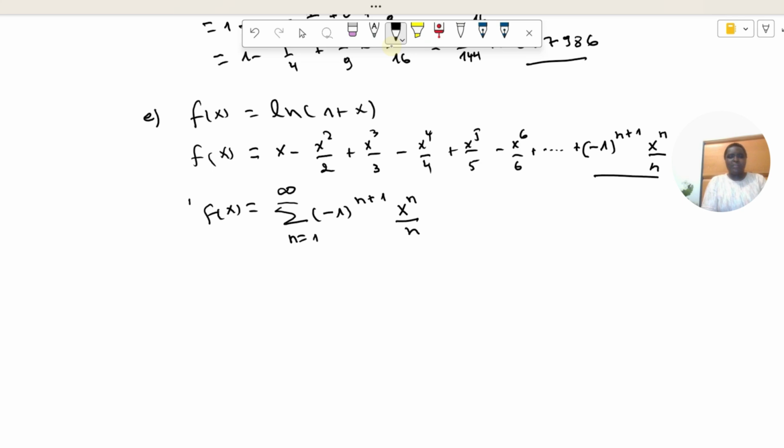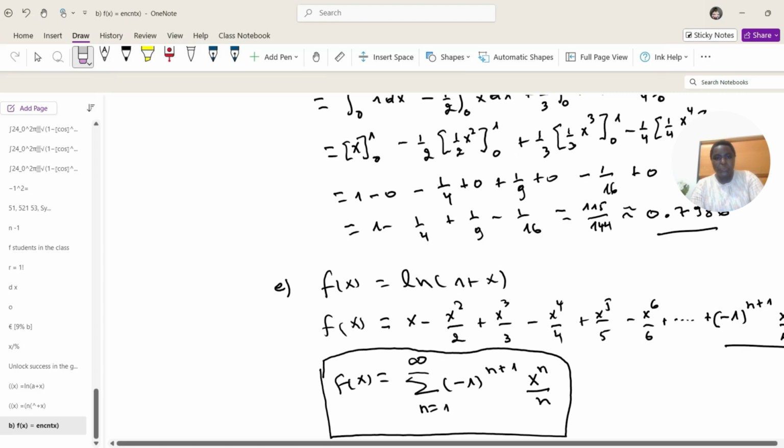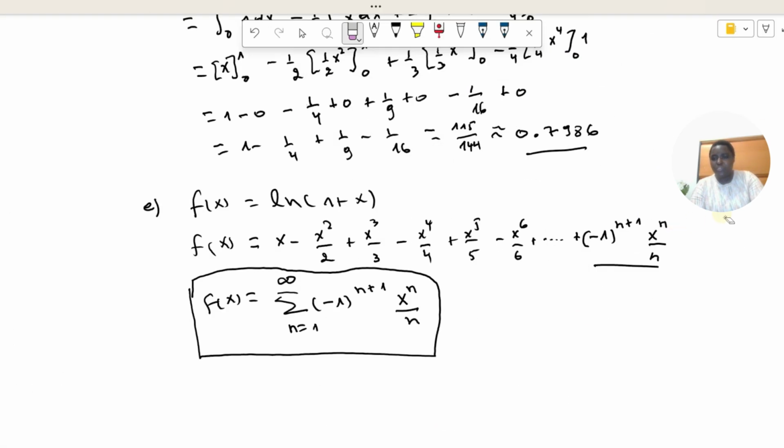And this is the power sum that we have been asked to write down. And that was it. And finally, we are asked to determine the radius and the interval of convergence of this power series that we have just computed. So what are we going to do? How are we going to compute this radius and the interval of convergence?